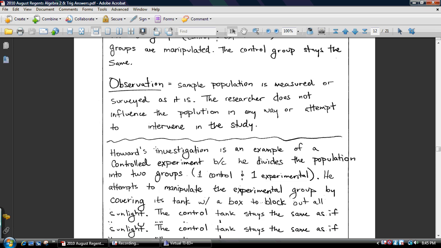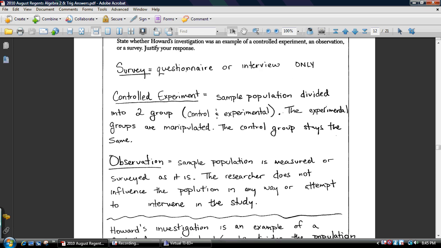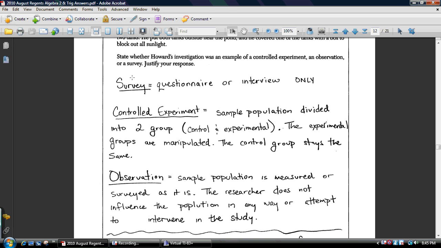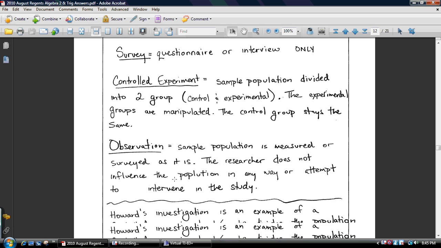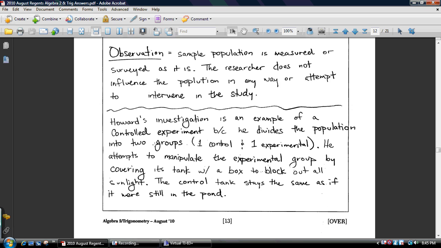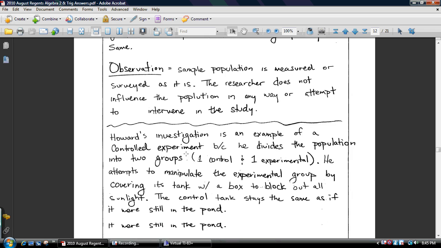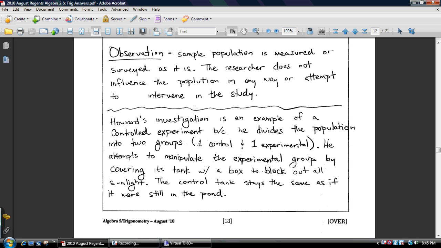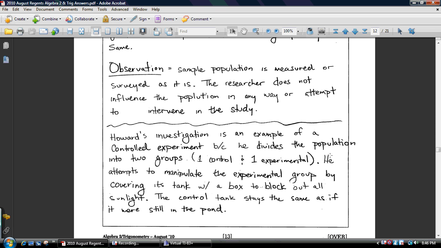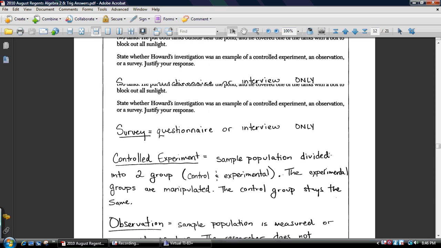You're basically just observing. And so after detailing out what it means to be a survey, what it means to be a controlled experiment, what it means to be an observation, I then wrote my little justification for why I think Howard's investigation is an example of a controlled experiment. I think it's a controlled experiment because he divides the population into 2 groups, one control and one experimental. By this, what do I mean? How do I know this?